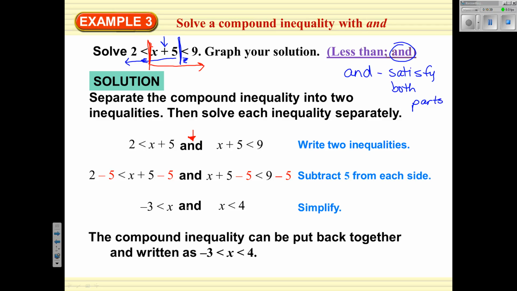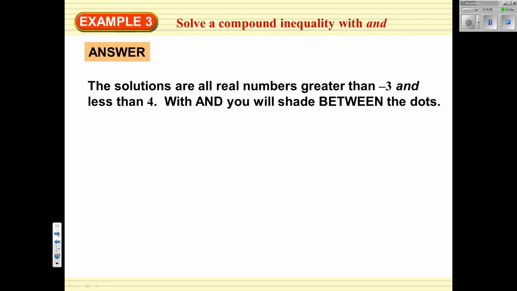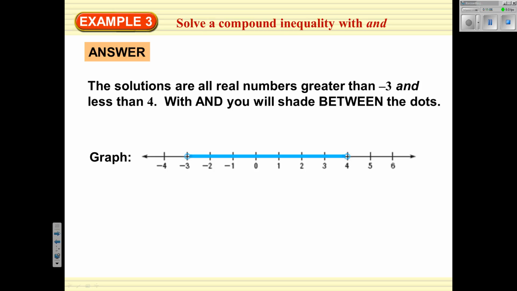We can put it back together. We can take the x's once we've solved for them and got them alone. We can put the x back together here in the middle. And here's our solution. You can also just leave it like this if you would like. Okay? Just know that the word "and" allows you to put the variable into the middle if you would like. The solutions are all real numbers greater than -3 and less than 4.